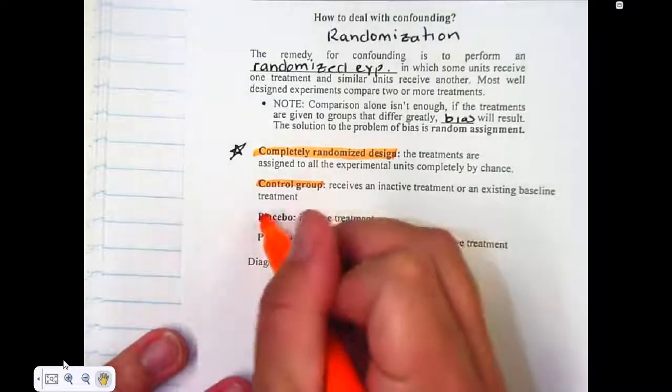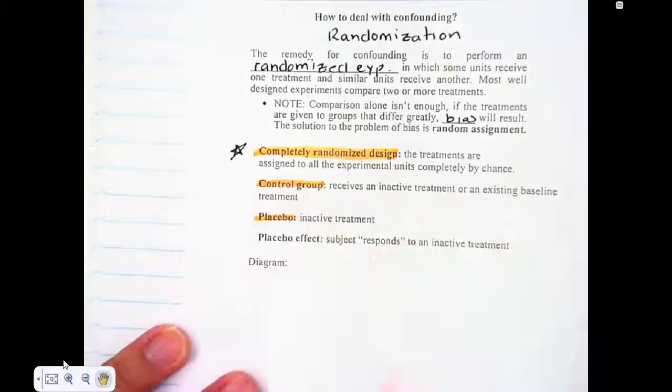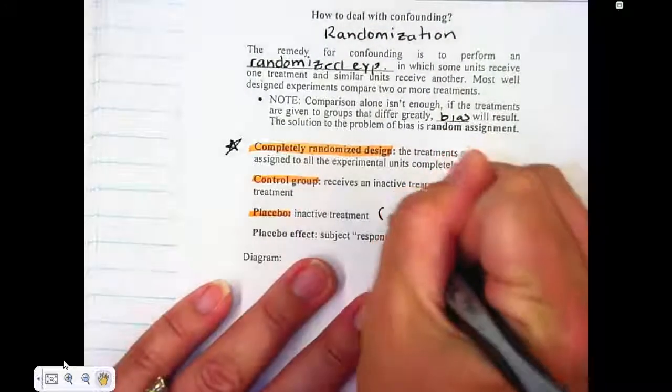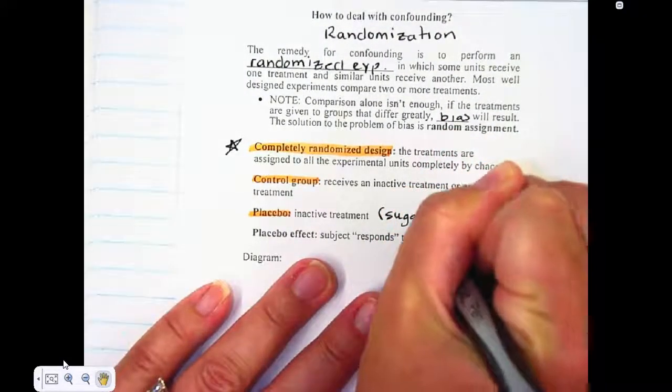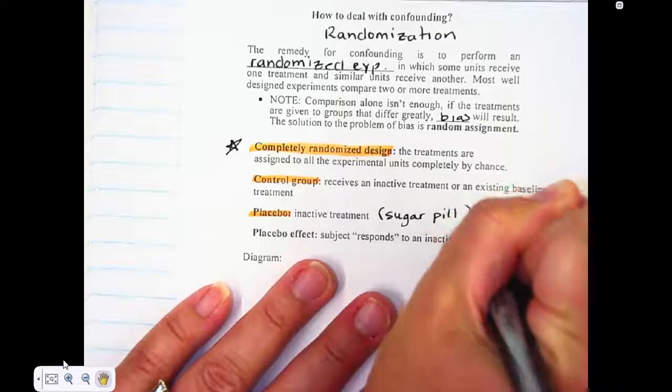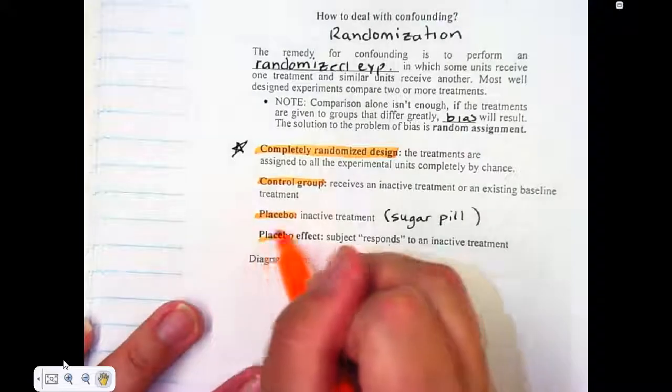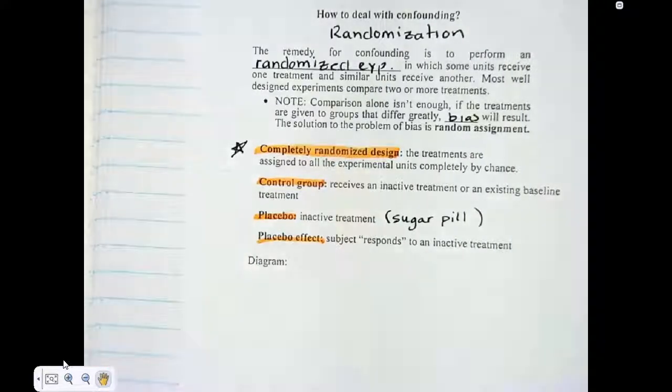Now, a placebo is an inactive treatment. This could also be a sugar pill. That's an example of a placebo. And then the placebo effect is when subjects respond to an inactive treatment.